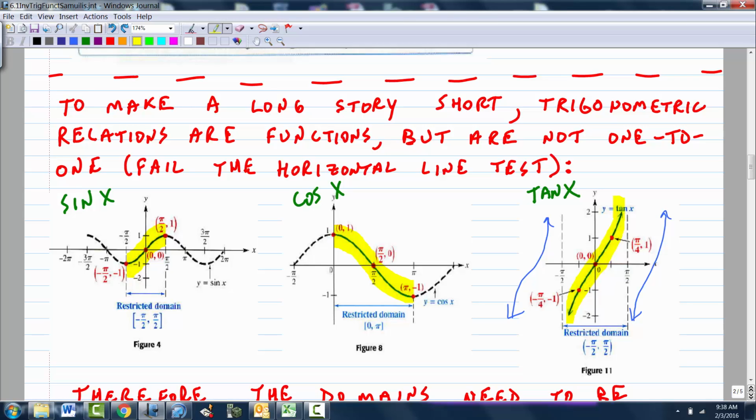But what might be helpful is to remember this. Cotan for y equals cotan x. I'm going to sneeze. I lost it. That's so frustrating. It just ruined my day.